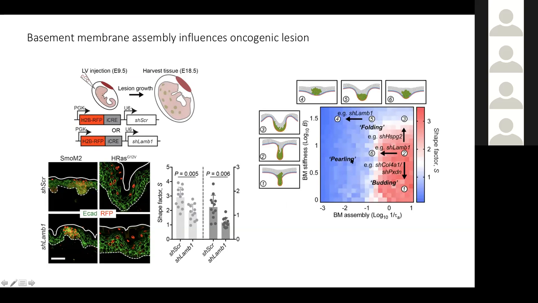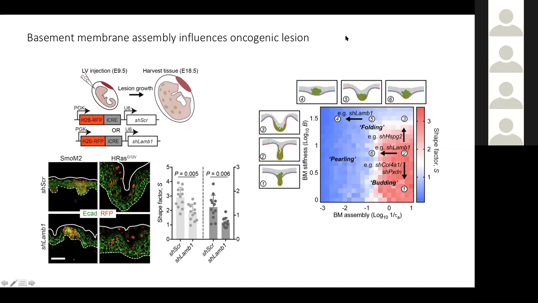So here, in measuring and varying both the stiffness and the assembly of the basement membrane, we found that we were again able to describe the morphometry of these lesions in ways that really, I think, started to make a lot of sense.